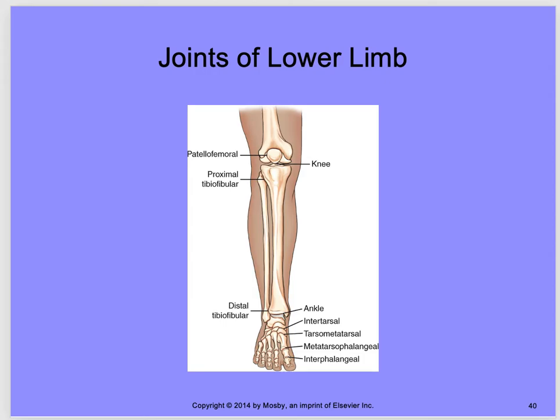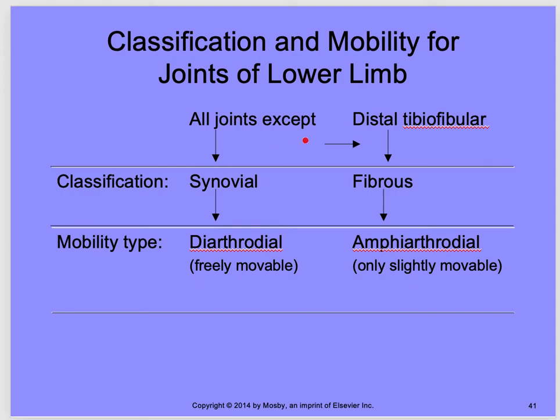And joints of your lower limb. Your knee joints, your patellofemoral, the proximal tibiofibular, distal tibiofibular joint, they are going to be laid out here with the classification and mobility of the joints of the lower limb. All joints, except for the distal tibiofibular, are synovial. The distal tibiofibular is fibrous amphiarthrodial. The rest are synovial diarthrodial. Okay.